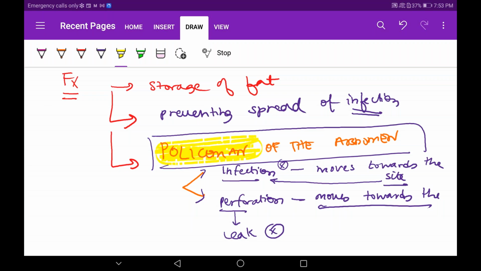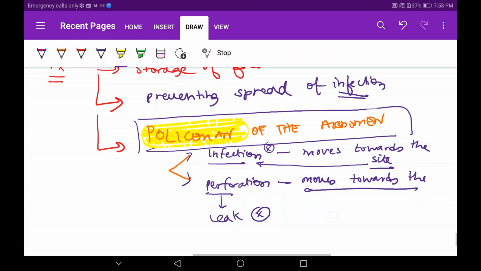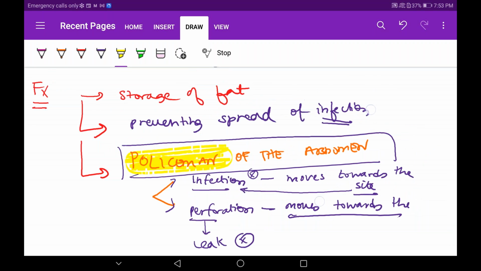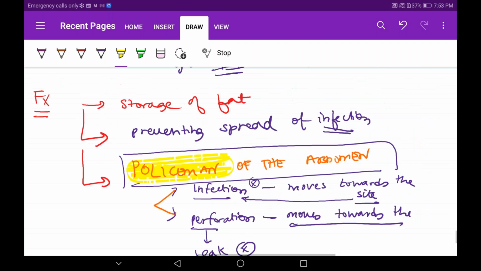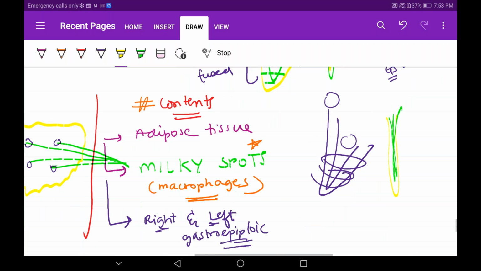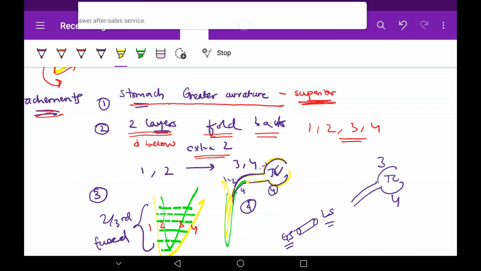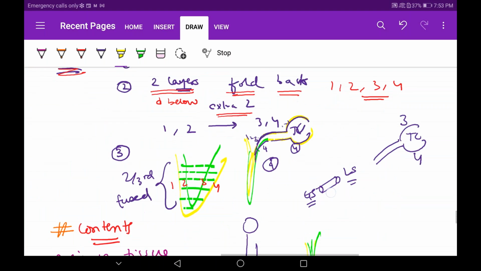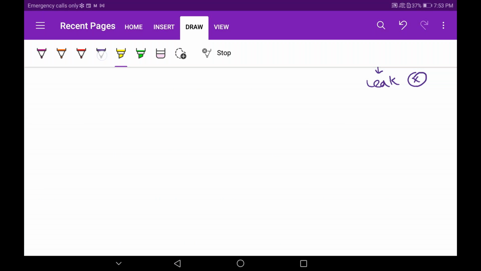Yes, Sadat, they've understood. Thank you very much. There are other functions of the greater omentum also, but we need not go into all that detail. These three, if you write, you will get full marks. So the functions, the contents, the attachments, the diagram, and the definitions and basic things. That's how you will get the marks. Simple. Now let's jump into the lesser omentum.